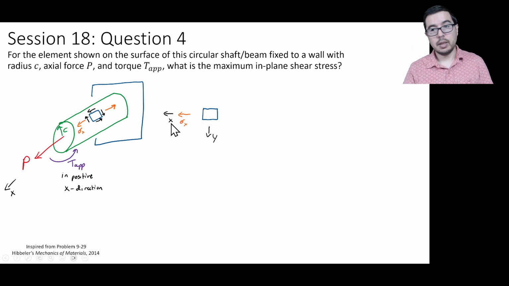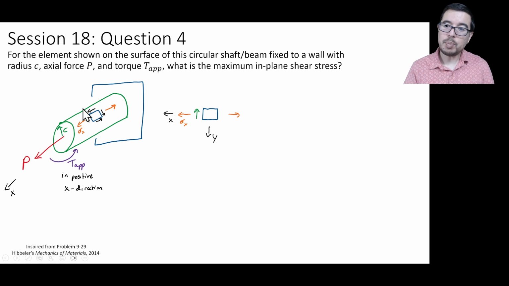Sigma x is in the x direction, and we draw it on both sides. The shear stress is still going up on the left side of the element. It's actually in the minus y direction though, because y is coming down. The minus y is going up. And once again, we can draw the rest of the shear stresses, making sure that the heads of these arrows are facing each other.